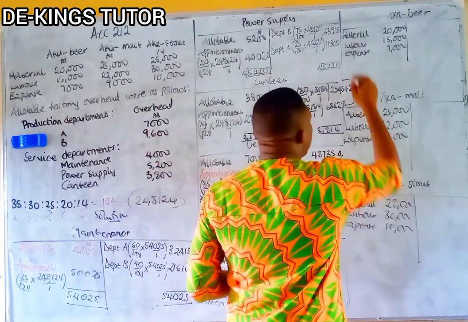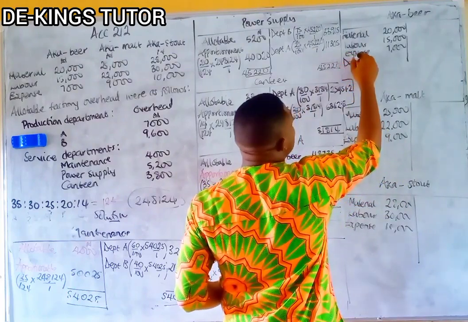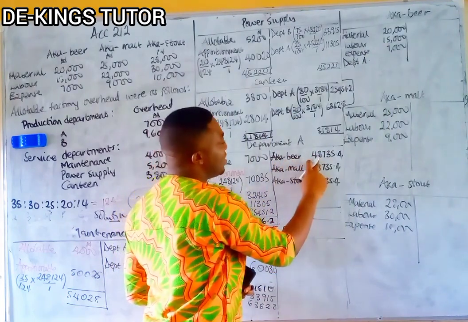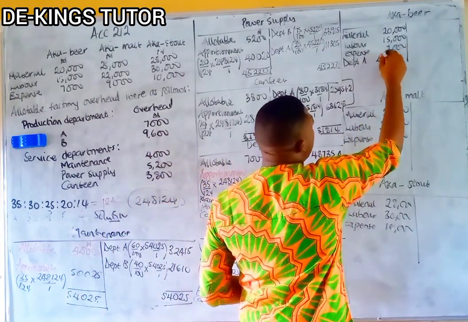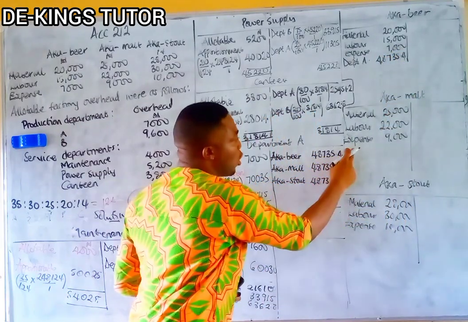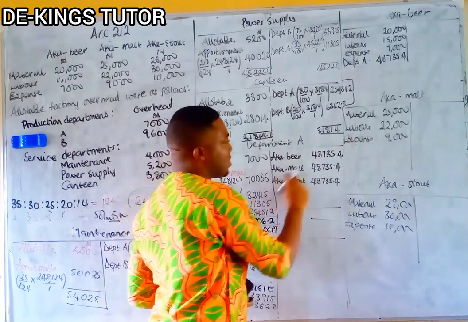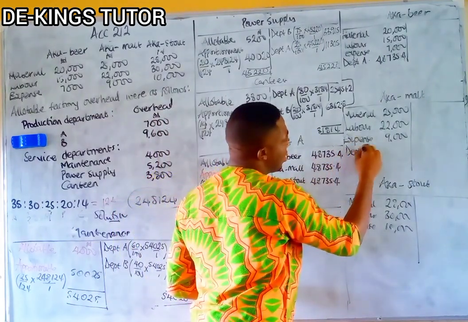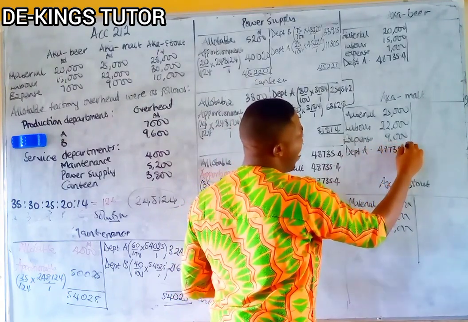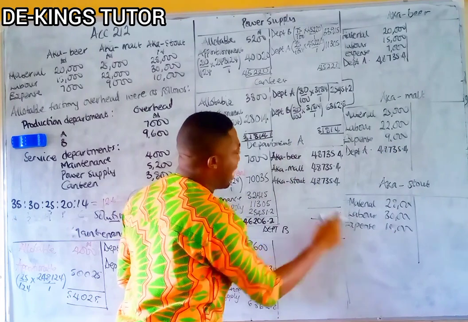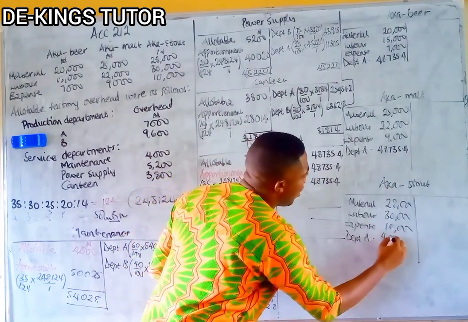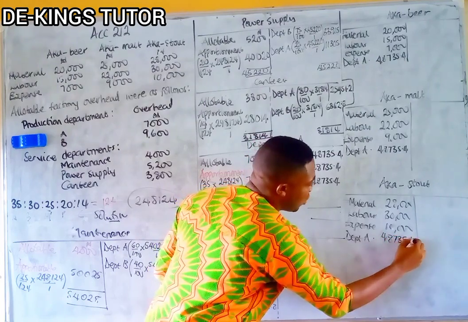So the debit entry. So we have department A here. Department A, ACABM. Look at this amount, which is 48735.4. We go to department ACAMOD, still department A. How much is it? 48735.4. Then we'll go to staff. Department A, the same thing, 48735.1.